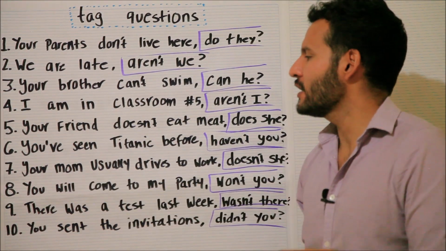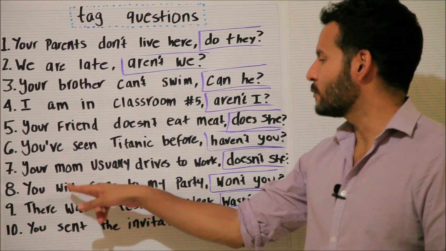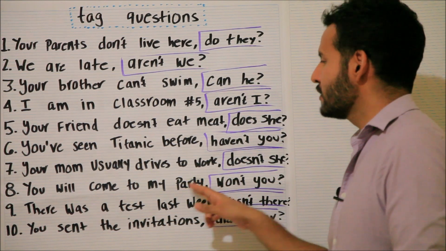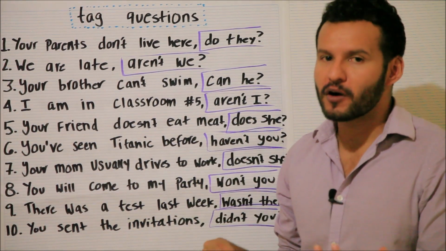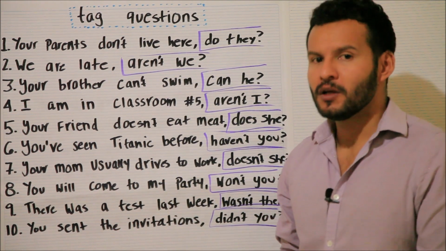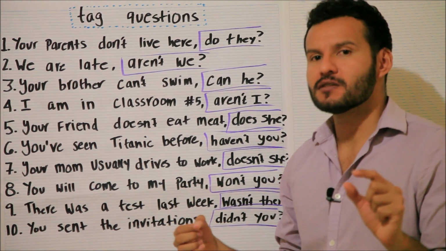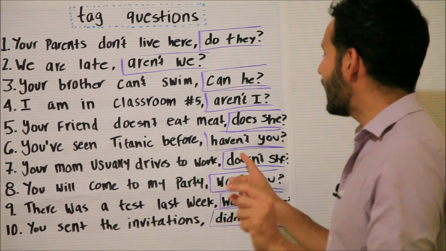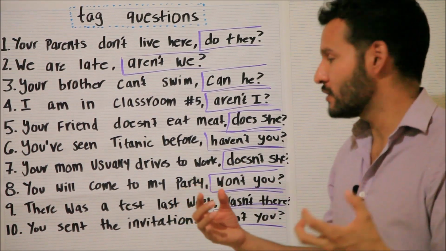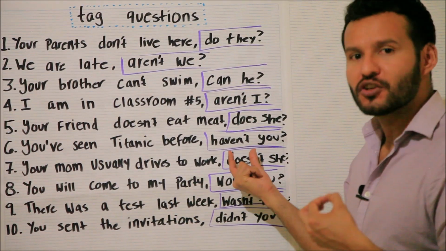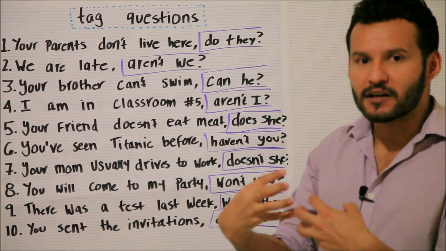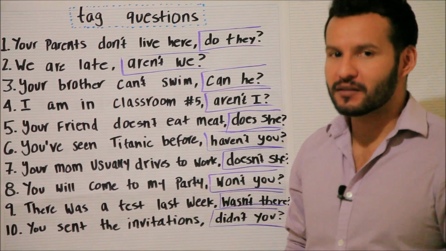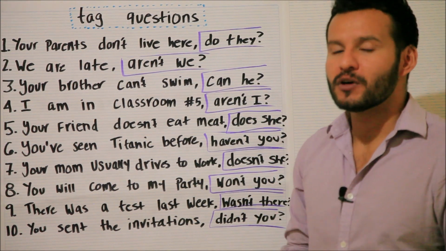And sentence number 8 also has an auxiliary. You will come to my party. So we simply repeat this, but in the negative form. You will come to my party, won't you? One thing to take into consideration is that when we have a negative tag question, notice that we always use a contraction, doesn't, aren't, etc. We don't separate the auxiliary with the word not.